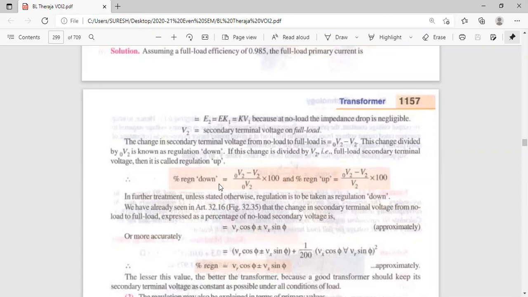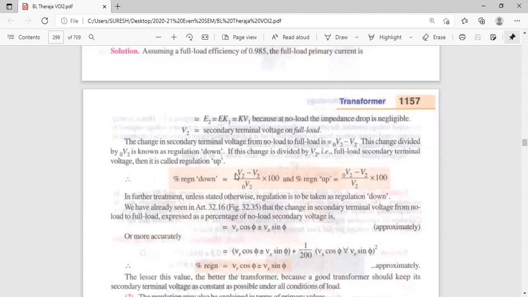How are we defining the regulation? Write down in your notes. Regulation is equal to no load voltage minus full load voltage by no load voltage. Percentage regulation down is equal to no load voltage minus full load voltage by no load voltage into 100. Percentage means multiply by 100. This is the formula for regulation down. Regulation up means no load voltage minus full load voltage by full load voltage. Remember these two formulas. In problems, they ask percentage regulation down, percentage regulation up.